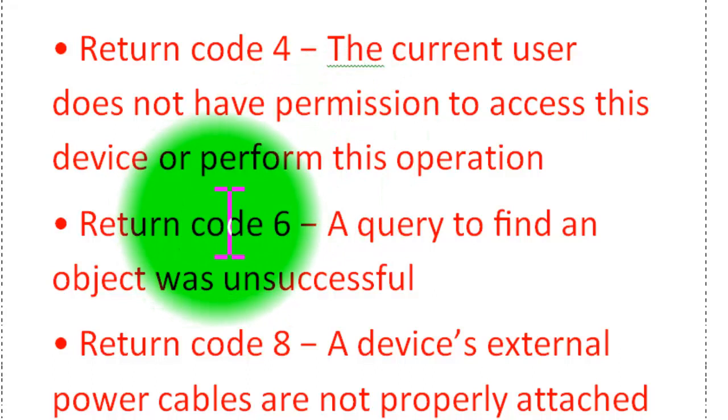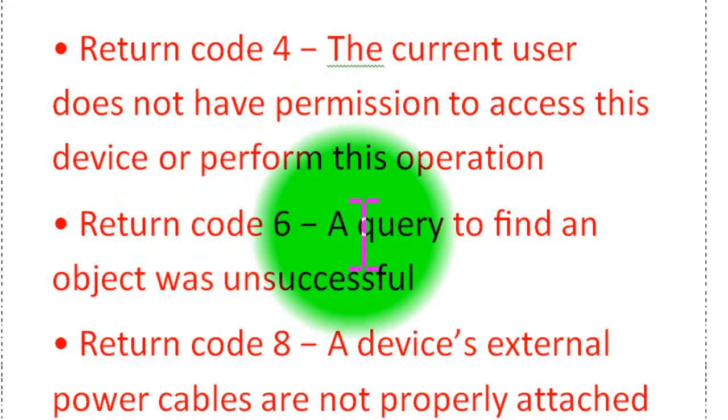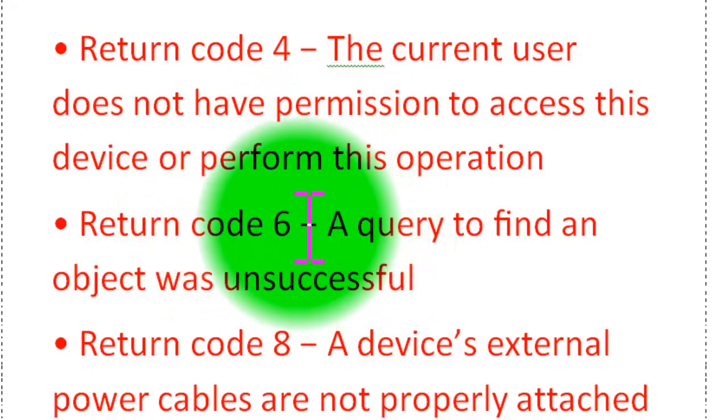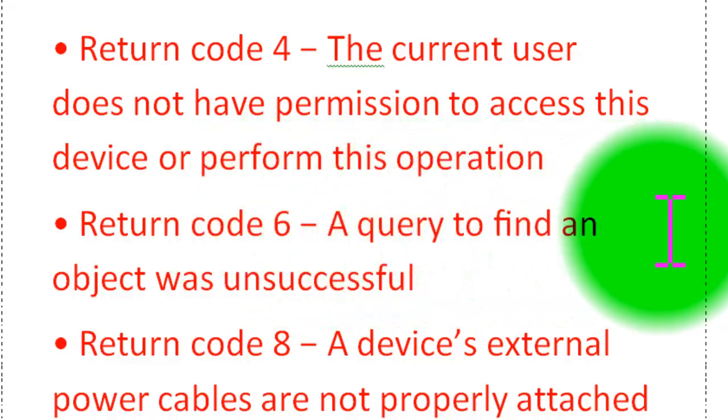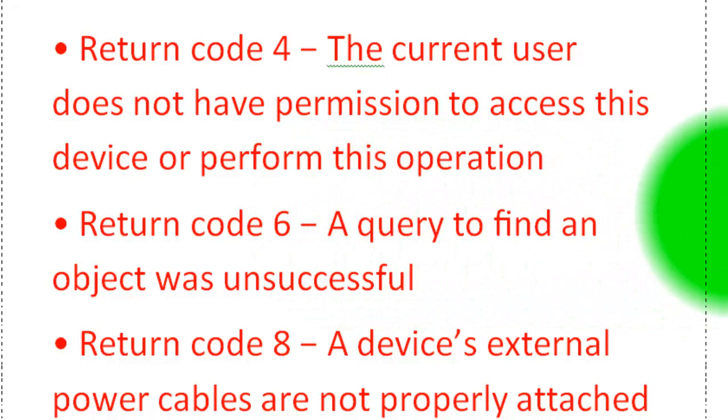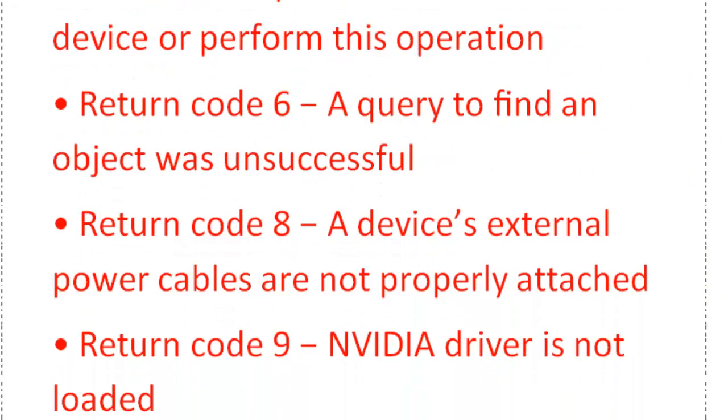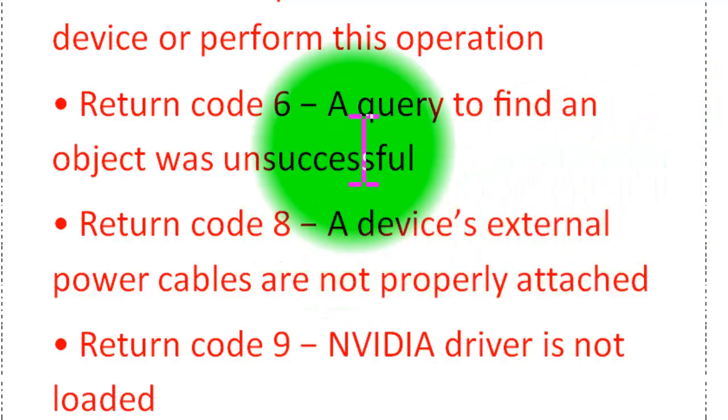If you have a code 6, it means a query to find an object was unsuccessful. So with this type of code, you have an unsuccessful operation, and the query cannot be used, and it wastes your time. So this one is our code 6.